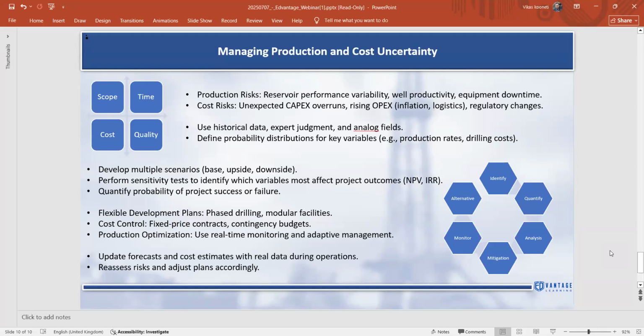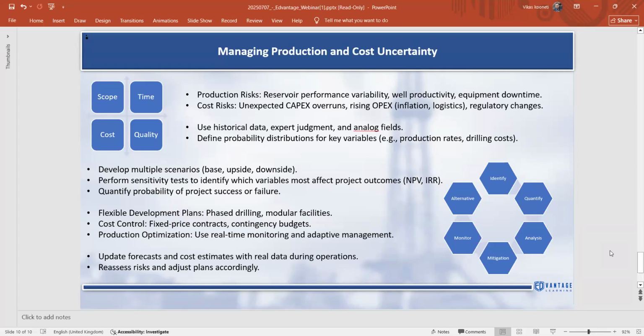You might get into a situation where you have to halt the project, or go for a renegotiation of the conditions of the overall project, right? That's how you analyze and mitigate. Now, how you mitigate specifically is through flexible development plans, phased drilling, modular facilities, cost control, fixed price contracts, contingency budgets, and production optimization using real-time monitoring and adaptive management, right?